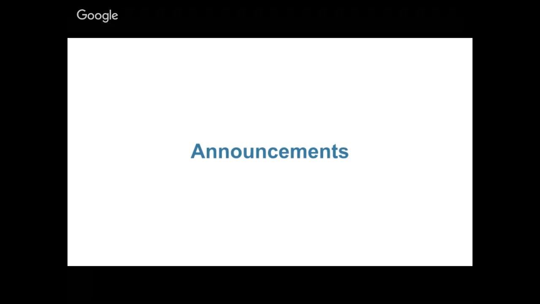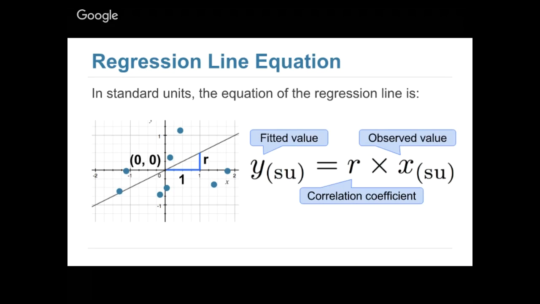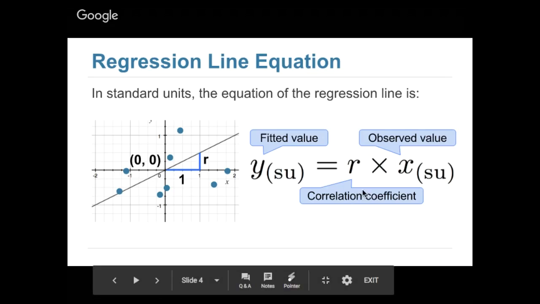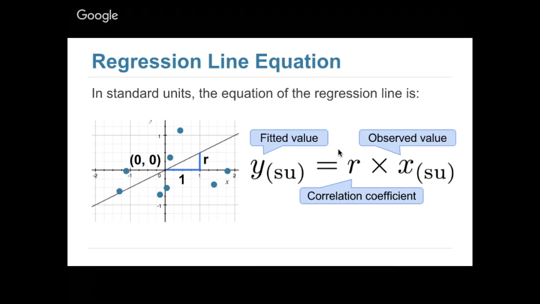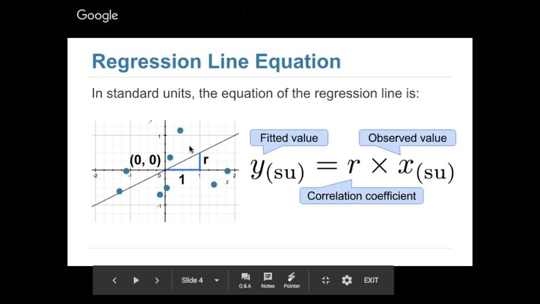Cool. So let me quickly recap what we covered yesterday on linear regression. What we saw yesterday is that if you take some points, convert them to standard units, you can find r, the correlation coefficient, by multiplying the x and y values together and taking the average. And if you are in standard units, the best fit line, the regression line, is just y equals r times x.